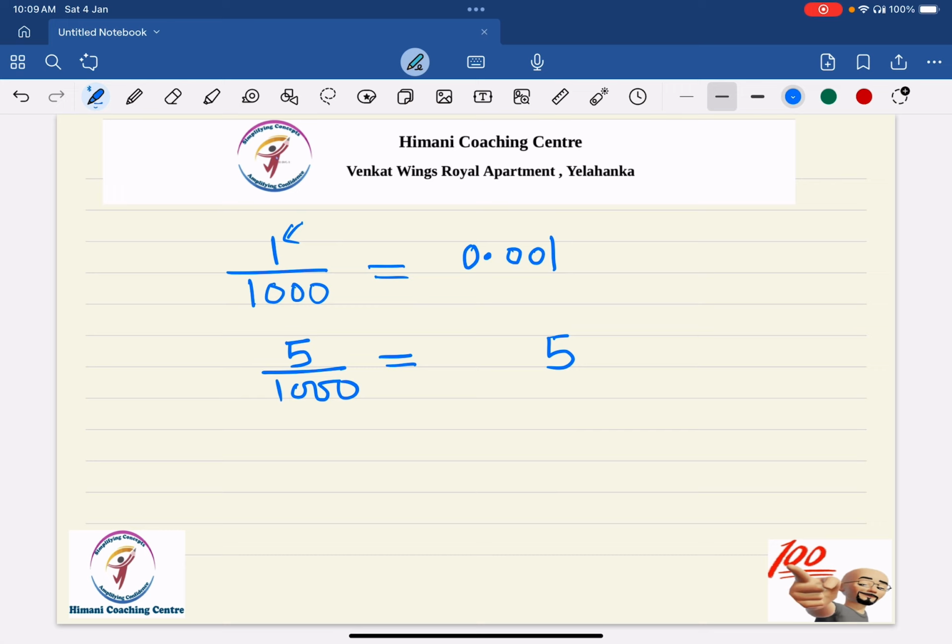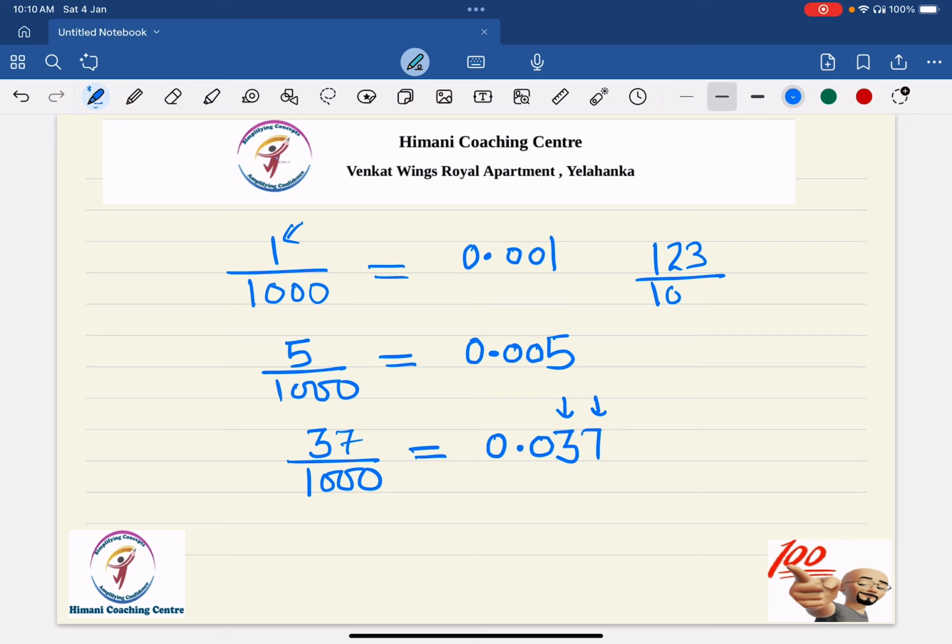Okay, let us do 5 by 1000 and write in decimal form. So write 5 as it is and we need three digits after decimal. So one zero here, one zero here. So the answer is 0.005. Now let us divide 37 by 1000. So see 37 as it is, but we need three digits after decimal. So 1, 2, third nothing. So we put a 0. So 0.037 is the answer.